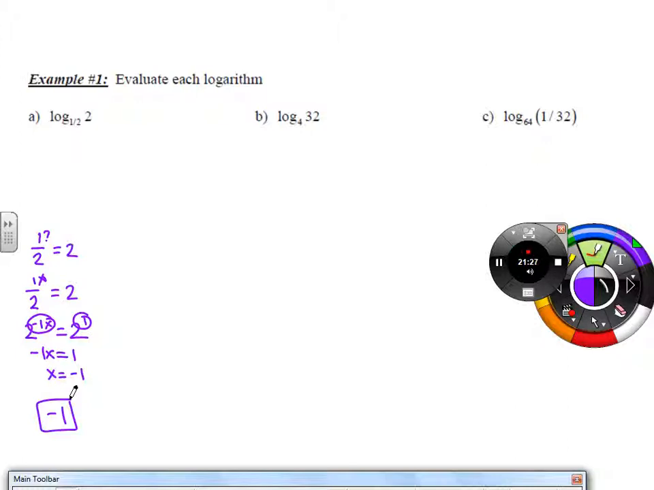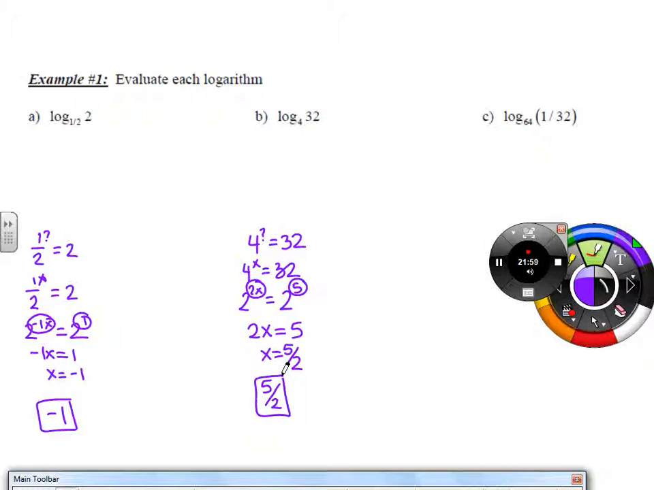All right, so same thing with part B. If I don't know off the top of my head 4 to what power equals 32, then I'm going to set it up as 4 to the x equals 32. I'm going to rewrite both problems with the same base. So in this case, I would use 2. I will set then the exponents equal to each other. And I would get that x is 5/2. Or in other words, the answer is 5/2. And that means that if I take 4 and raise it to the 5/2 power, I would get 32.